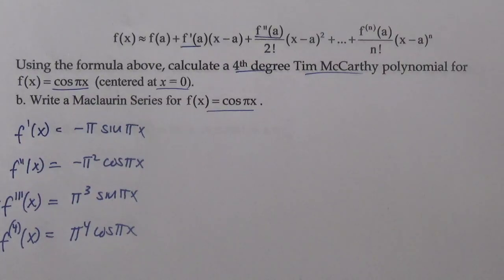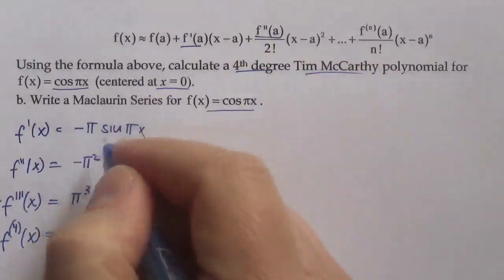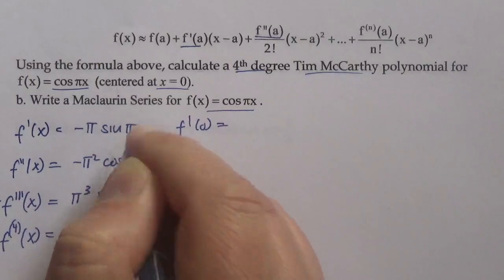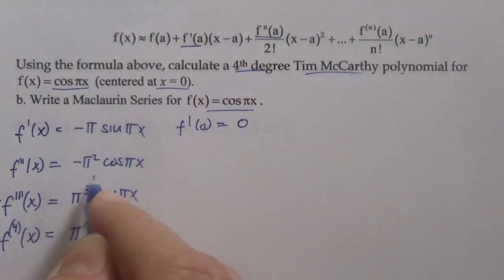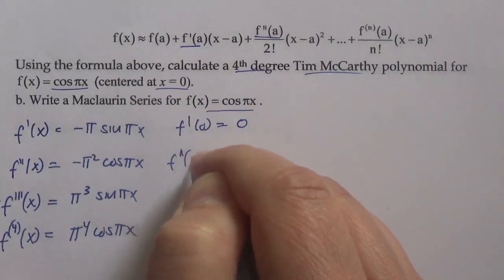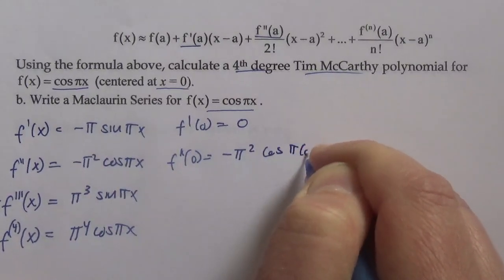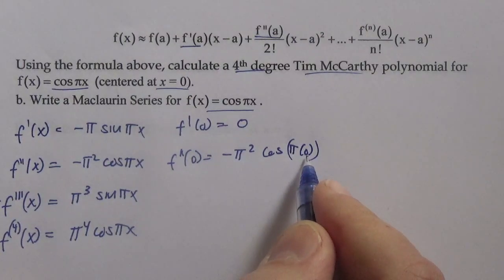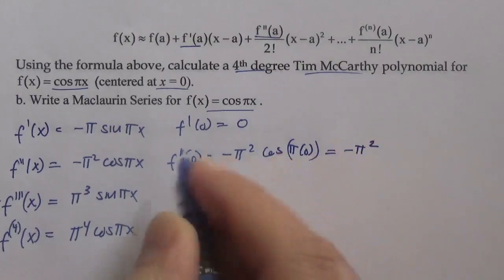Shout out to Tim. So now I need to plug in 0 because my a value in this one is 0. So f prime of 0, I just plug in 0 here. Well, sine of 0 is going to be 0, so this term is 0. The second derivative at 0 is negative pi squared, the cosine of pi times 0. Pi times 0 is 0, the cosine of 0 is 1, so this is just negative pi squared.